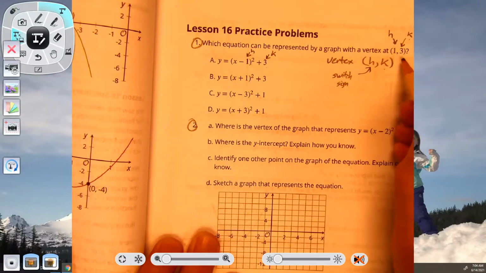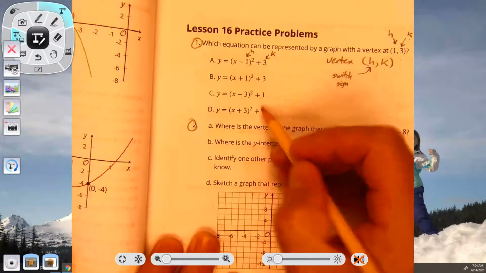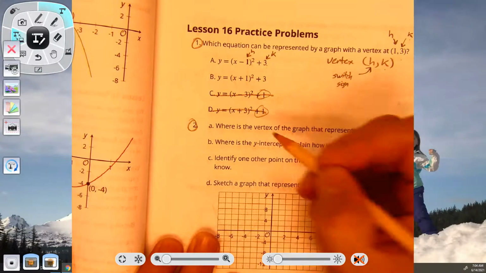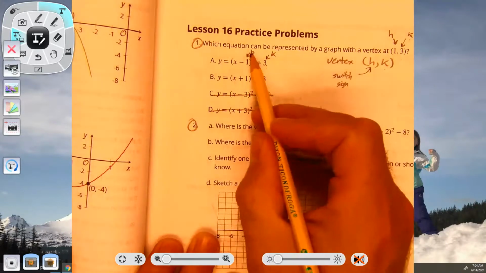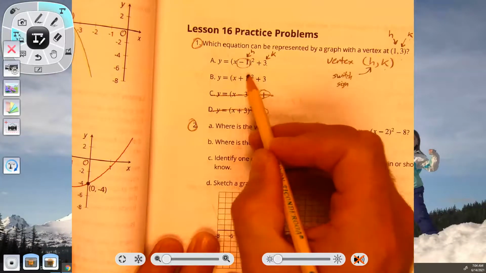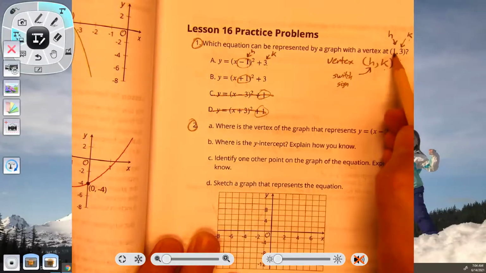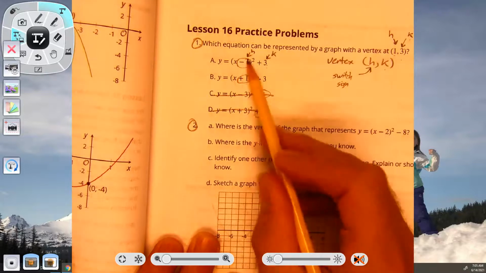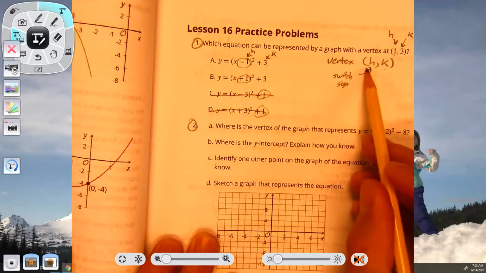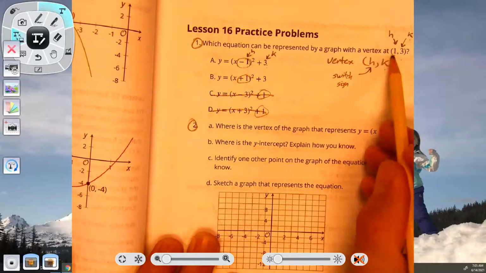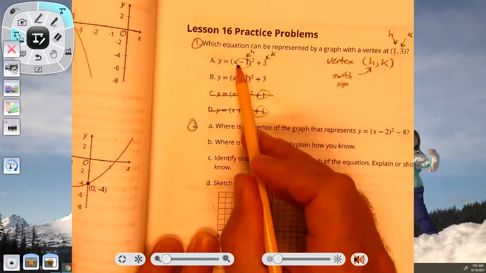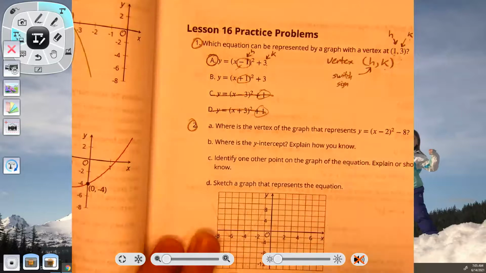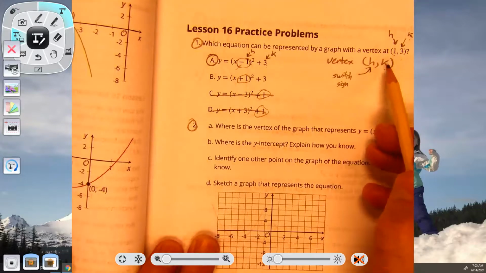Looking at k, since it's 3, we know that these two are not going to work, right? Because their k value was 1. The h value over here is either going to be -1 or +1. And since it's +1 here, that means we have to switch the sign from where it was in the equation, just like I said here. So in this case, the positive should be -1 in our equation, which is this one. So it should be A. That's the equation with the vertex of (1, 3).